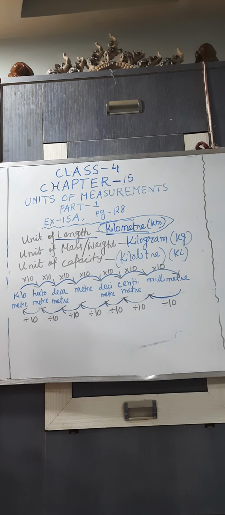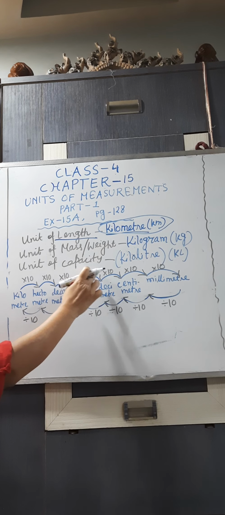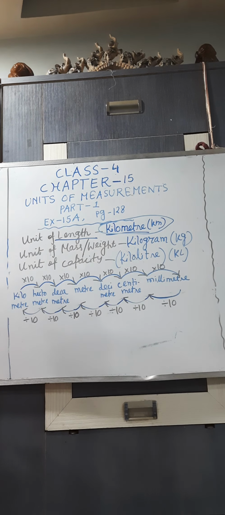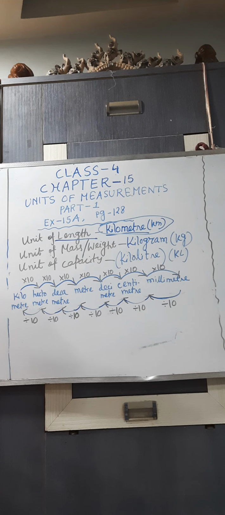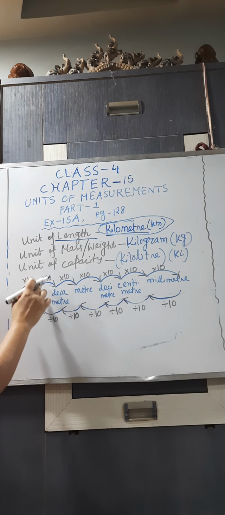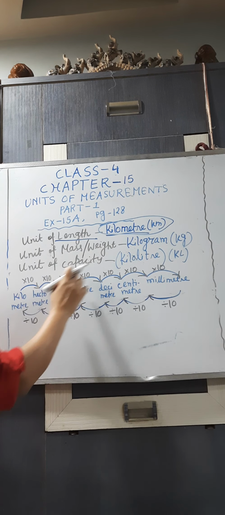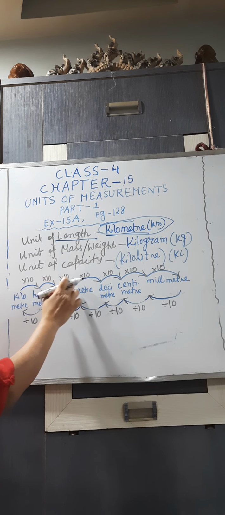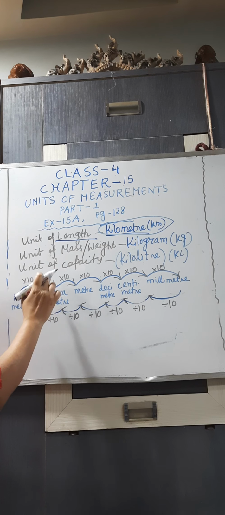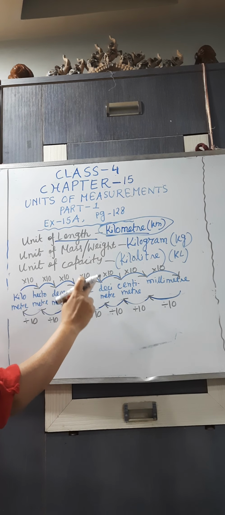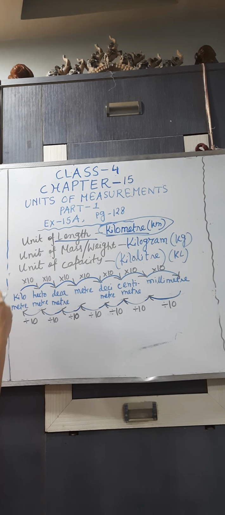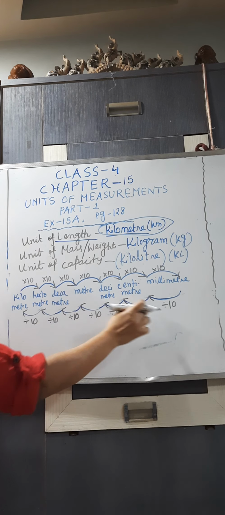Now, you can see that I have drawn a chart. Kilometer, hectometer, decameter, meter, decimeter, centimeter, millimeter. Kilometer is the biggest unit of length and millimeter is the smallest unit of length. So when we move from bigger unit to smaller unit, that means kilometer to millimeter, we will do multiplication. You can see that I have written multiplied by 10, 10, 10. One step is multiplied by 10. Two steps multiplied by 10 into 10, 100. And three steps multiplied by 10 into 10 into 10, that means 1000.